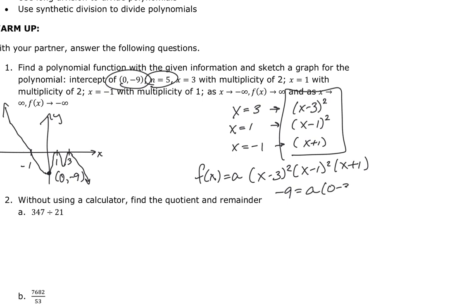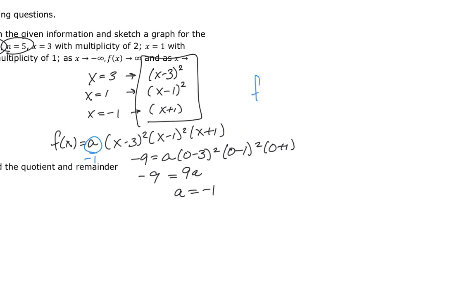A times 0 minus 3 squared, 0 minus 1 squared, and 0 plus 1. So I have -9. This will produce a positive 9. This will produce a positive 1, and this will produce a 1. So I have 9 multiplied by 1 multiplied by 1, which is 9a. That means a equals -1. So I can go back here and rewrite this as f of x is equal to -1 multiplied by x minus 3 squared, x minus 1 squared, and x plus 1.